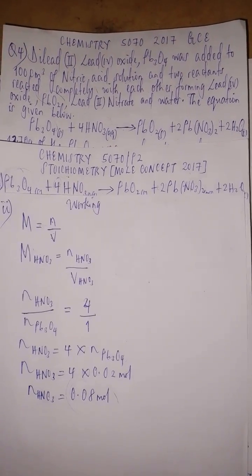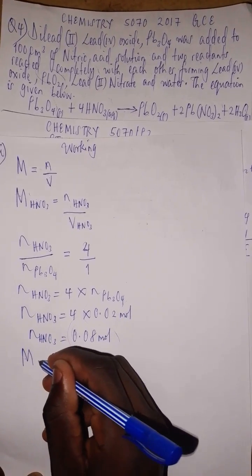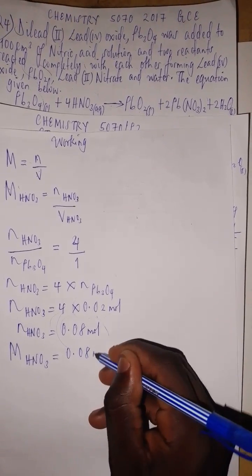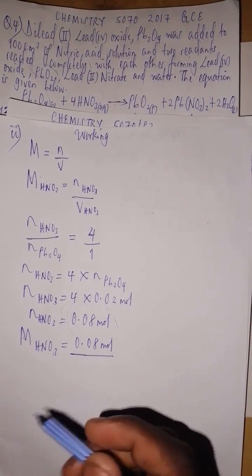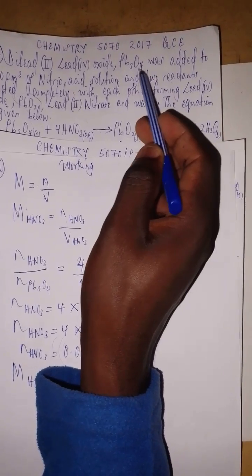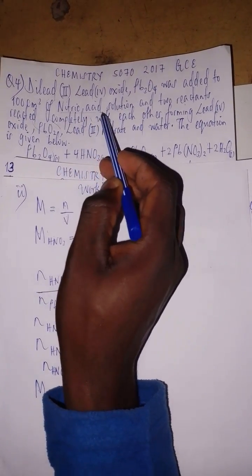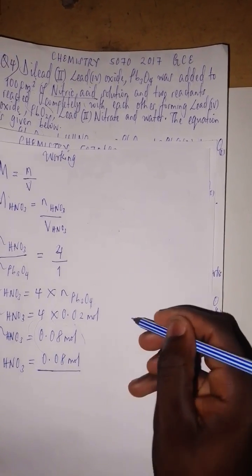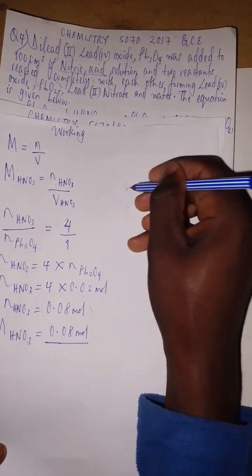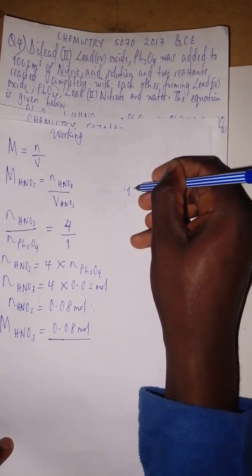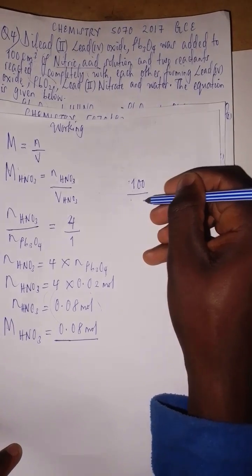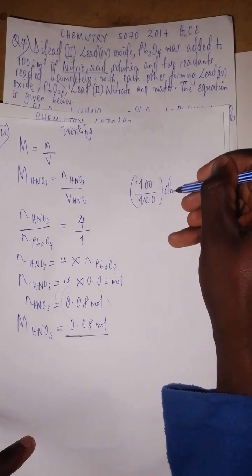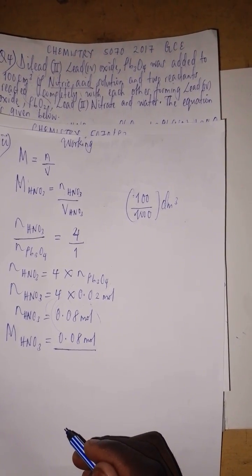So let me now calculate the molarity. So molarity for nitric acid now will be equal to the number of moles for nitric acid, which is 0.08 moles, over the volume for nitric acid. From the equation, we are told that it is 100 cubic centimeter of nitric acid. Okay, so I'm going to convert that 100 cubic centimeter. I'll just divide this value, 100, by 1000, for me to convert it to cubic decimeters. So the volume should be in liters or cubic decimeters.